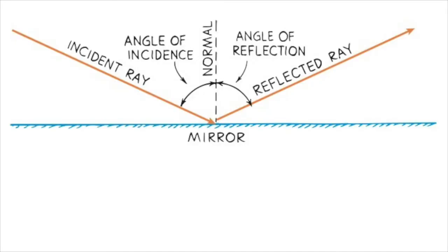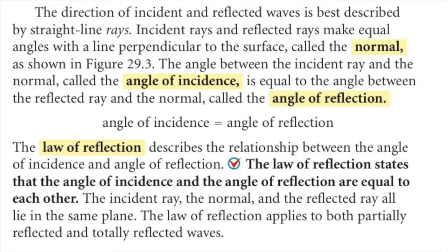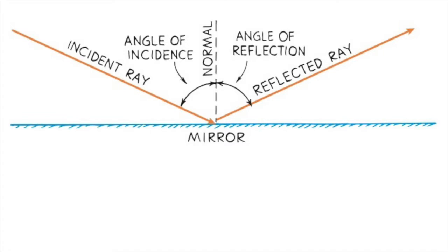This slide is important because it demonstrates the law of reflection, and that is that the angle of incidence equals the angle of reflection. So for a mirror surface, or a very, very shiny surface, the angle of incidence equals the angle of reflection. The direction of incident and reflected waves is best described by straight line rays.